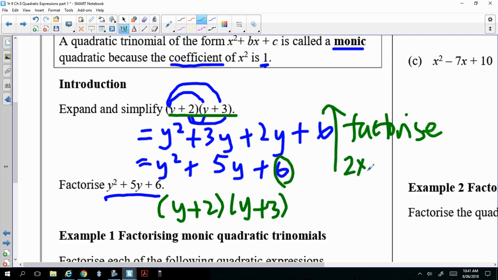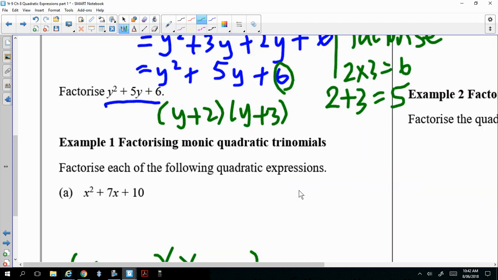Does that apply on every question? Say again? Oh yeah, that's right. The strategy will work every time. So can you see 2 plus 3 is 5? So we have to find the two numbers which multiply to get 6, add to get 5. 2 and 3, right? 2 and 3 works.